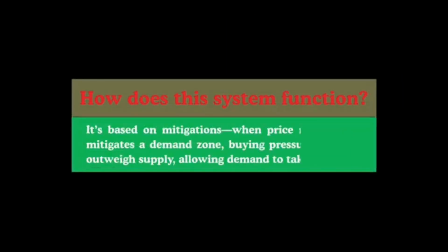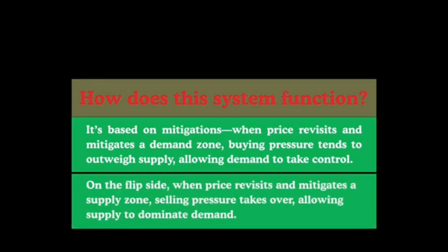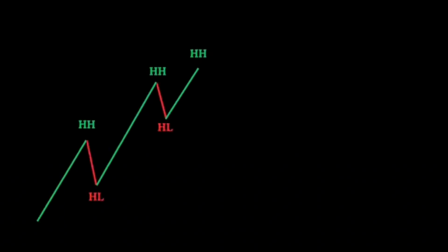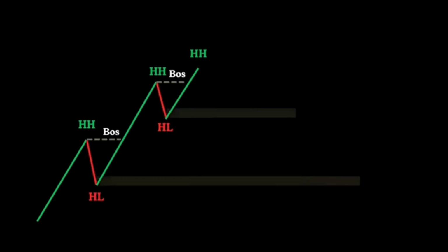It's based on mitigations. When price revisits and mitigates a demand zone, buying pressure tends to outweigh supply, allowing demand to take control. On the flip side, when price revisits and mitigates a supply zone, selling pressure takes over, allowing supply to dominate demand. Picture the market in an uptrend, consistently forming higher highs and higher lows. Every time the structure breaks to the upside accompanied by inefficiency, a new demand zone is established. These zones stay unmitigated until price returns to them, presenting ideal setups to align with the prevailing bullish trend.